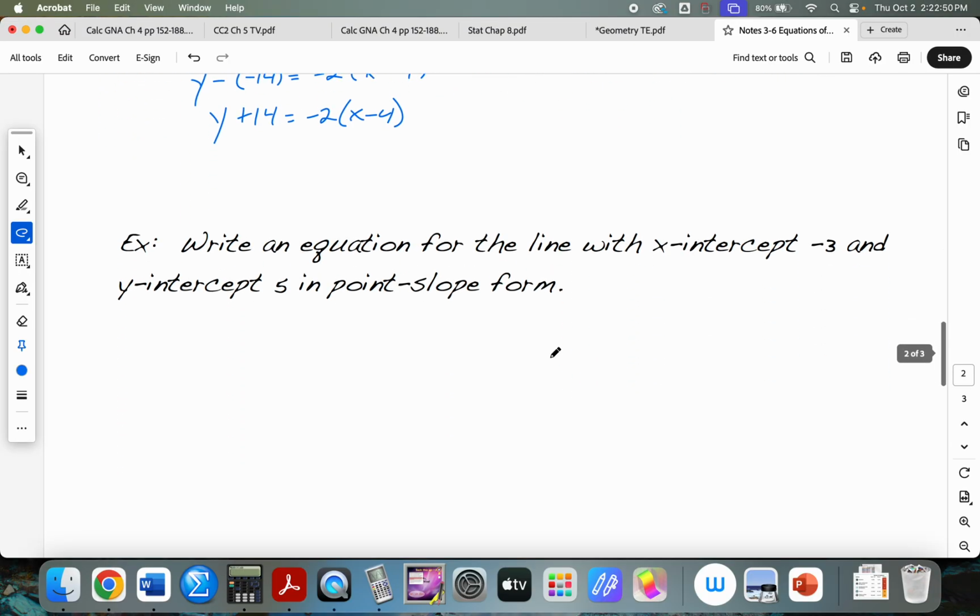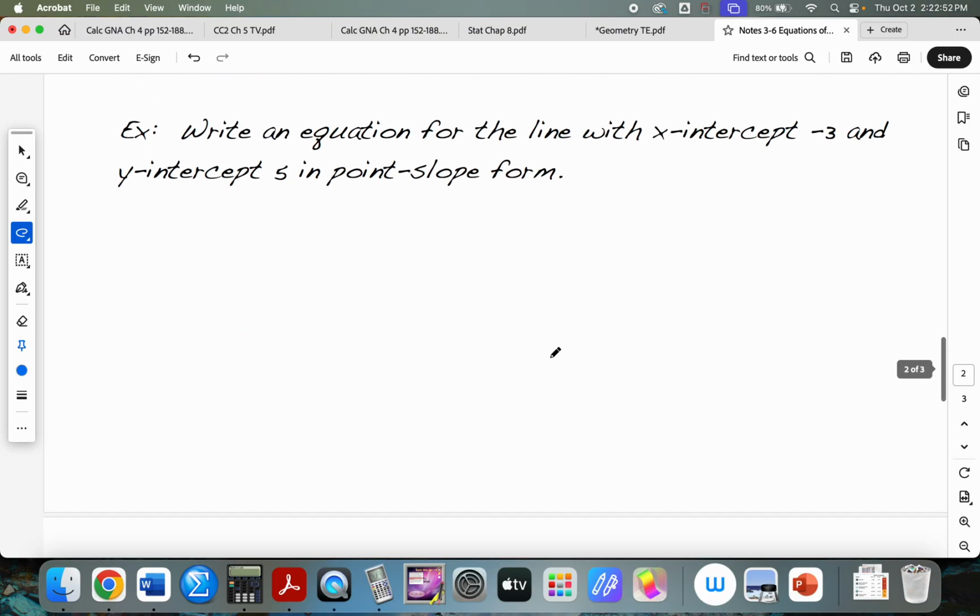All right, let's do one more of these, and then we're going to turn it around and we're going to graph from the equation. So here, write an equation with x-intercept -3 and y-intercept 5 in point slope form. Well, it feels like they didn't give you a slope or a point, doesn't it? But they actually did. They've given you actually 2 points, but they haven't given you the slope.